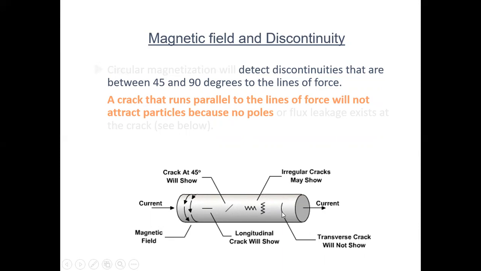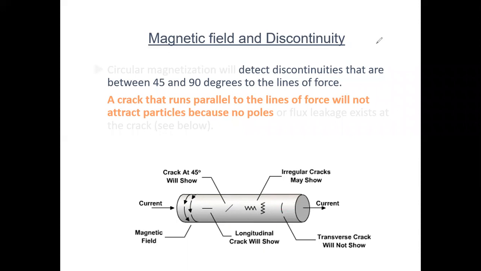But this we can't detect, because here the field is circular and this defect is also transverse, or we can say circular. So this will not be detected in a head shot. For this purpose we have to give a coil shot. In a coil shot the field will be longitudinal, and the field moves like this. Now here it is making 90 degrees, so we can detect easily.